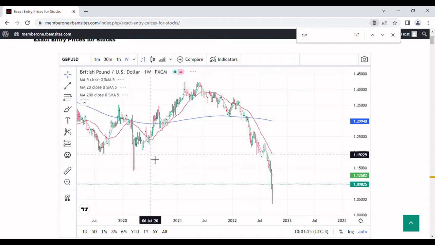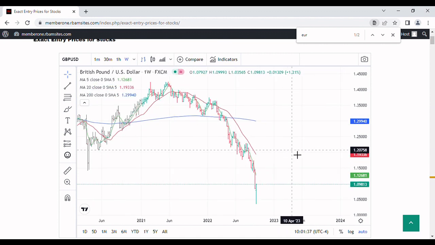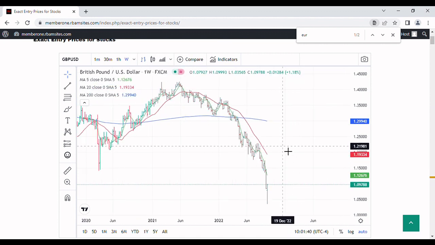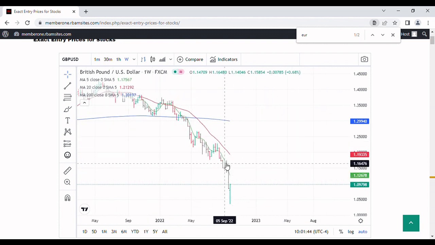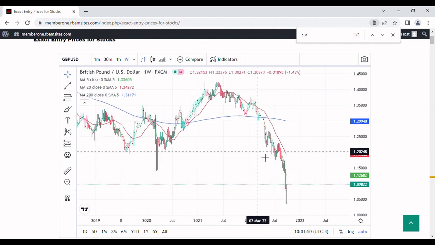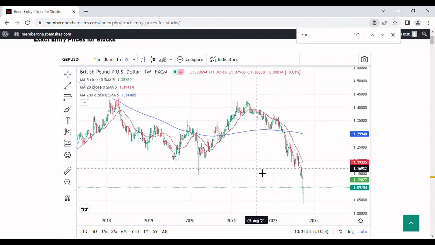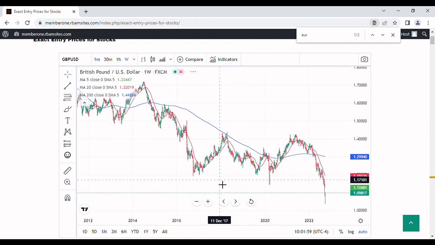Let's go to a weekly chart. As you can see, this weekly chart is just a disaster. This is just a classic currency bear market, and it's just selling off like crazy. This is again a 5-week moving average, 20-week moving average, and a 200-week moving average. It's hard to get more bearish than a chart like this. Currencies trend incredibly well, and as you can see, this one is just completely plummeting.